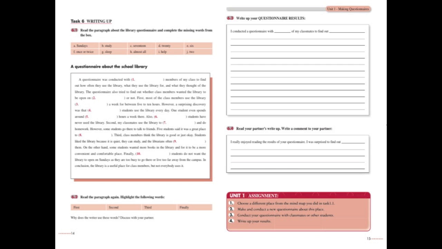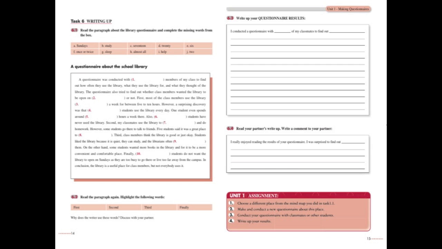In task 6, students are then given a model paragraph about the questionnaire of the school library, and students complete the gap fill with the missing words from the box, and then they highlight key discourse markers such as first, second, third, and finally. Then they look at their questionnaire results and write up a similar paragraph. They pass their book to a partner who reads their paragraph and comments what they were surprised to find out from their partner's questionnaire results.